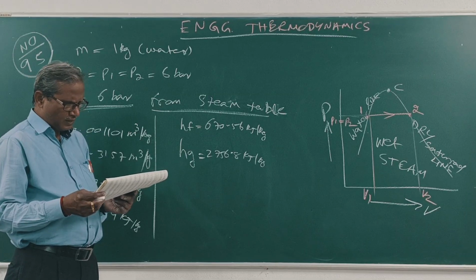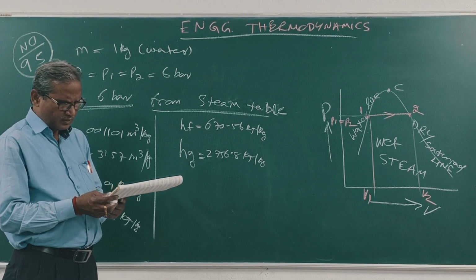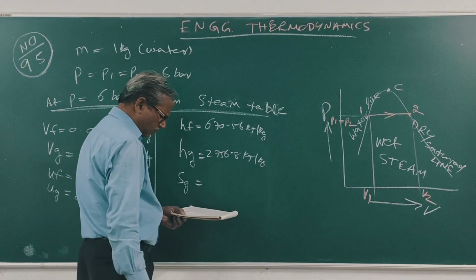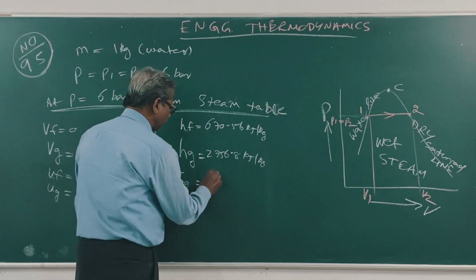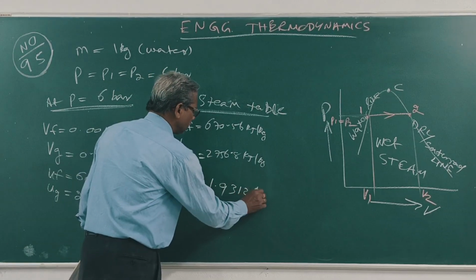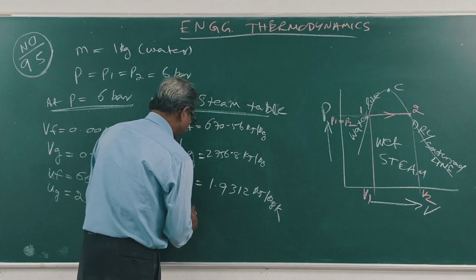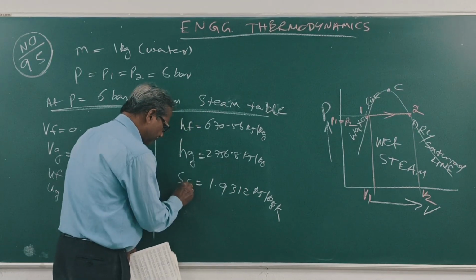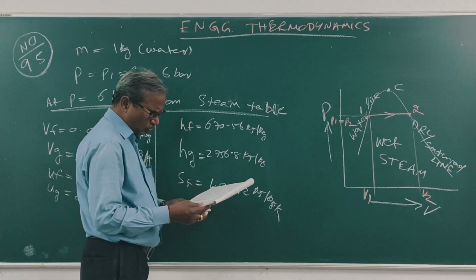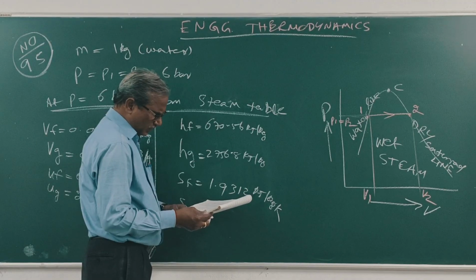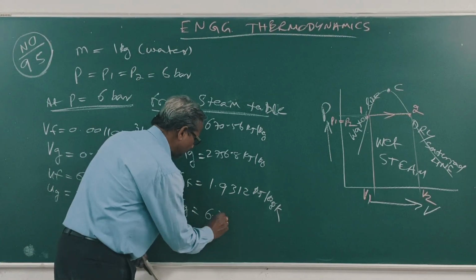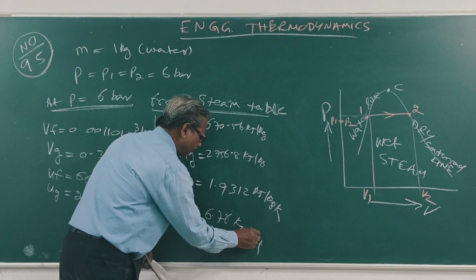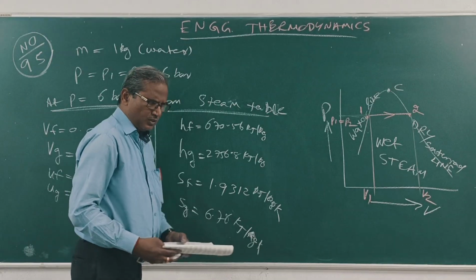Clear? Similarly, sg is equal to 1.9312 kilojoule per kg Kelvin. What is sf? sf is equal to 6.76 kilojoule per kg Kelvin. Clear?